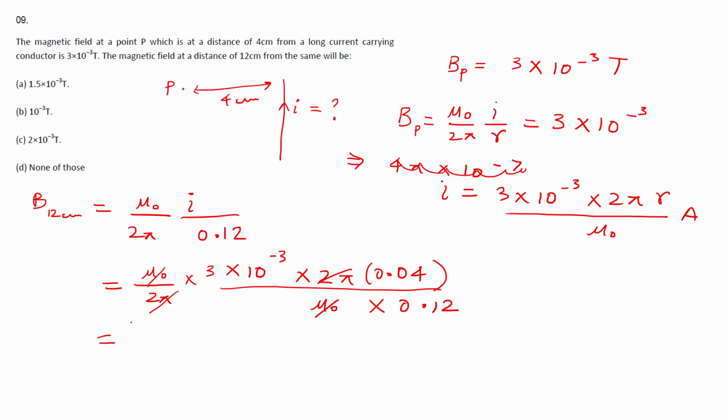Now let's calculate the remaining things. Let me use the calculator this time. From calculator, 3 times 0.04 divided by 0.12 is 1, and it will be 10 to the power minus 3. That means the answer is 1 millitesla. Okay, so the answer is this. I don't know earlier what was the mistake, but if we are doing it like this, we are getting the correct answer. So yeah, 1 millitesla is the correct answer.